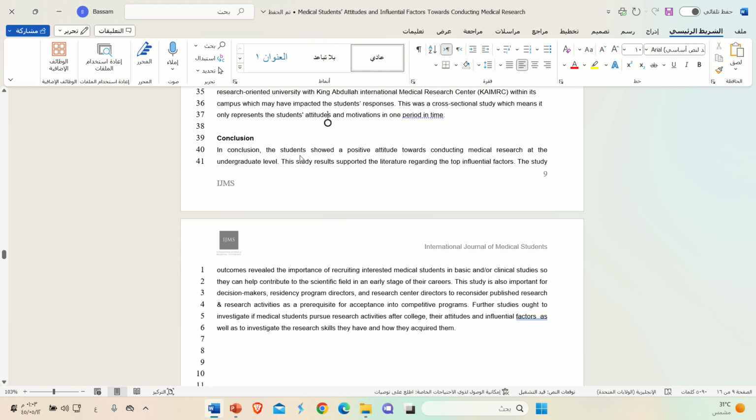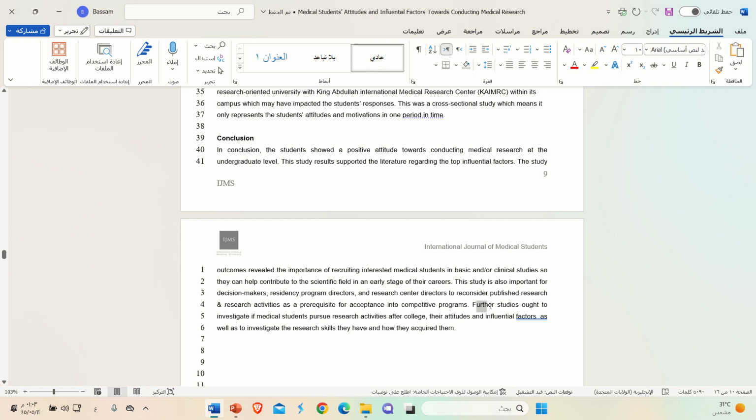And here you can see the conclusion. So in conclusion, the students showed a positive attitude toward conducting medical research. That's mainly it. Something else that you would like to add in your conclusion section that I forgot to mention is that most times when you're finishing an article, you want to add what questions you still have, because every research project that you come up with or finish would typically add more questions.